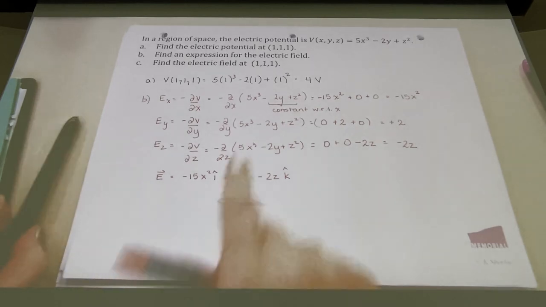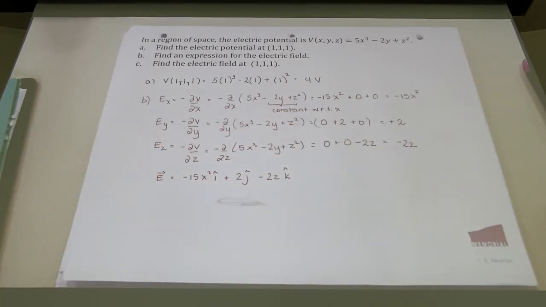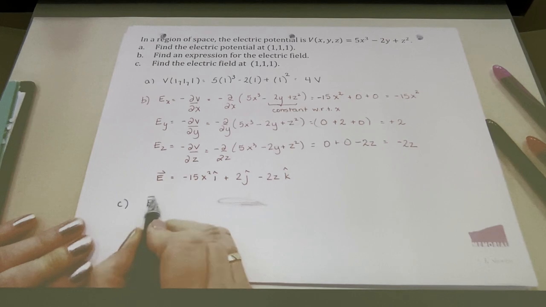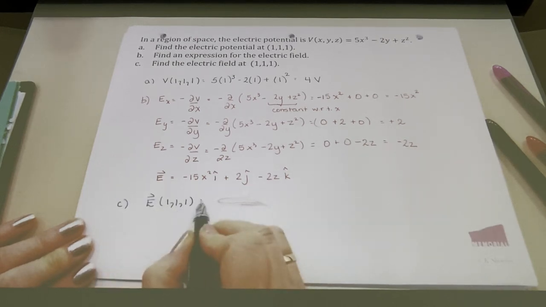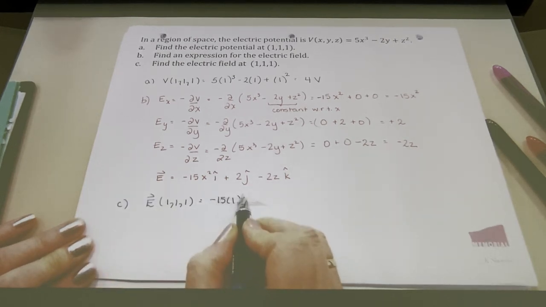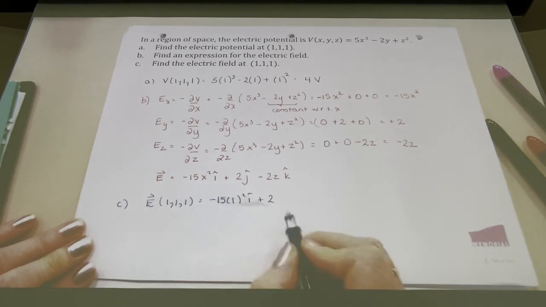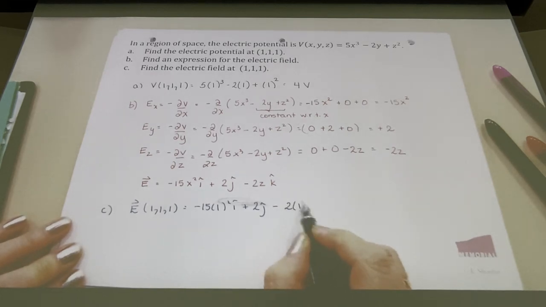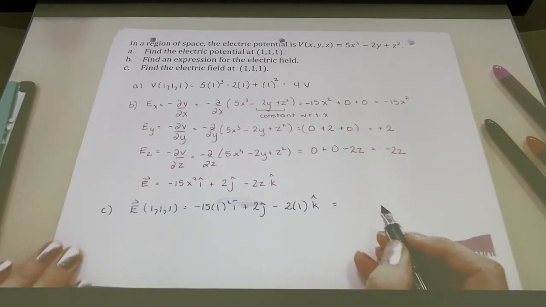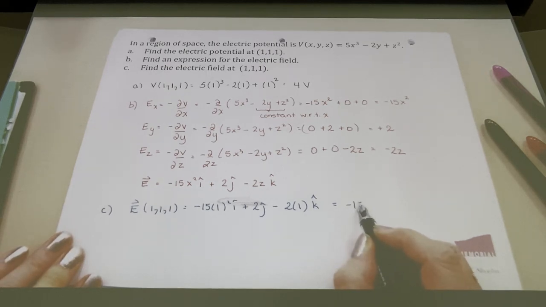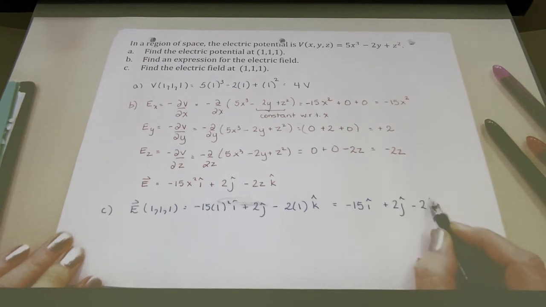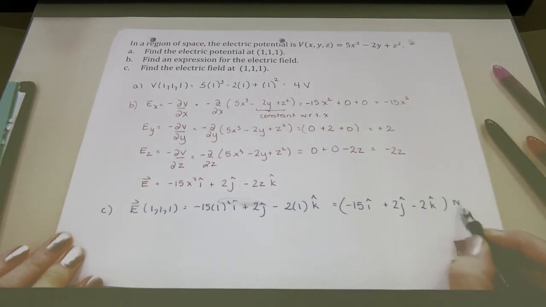Okay, there's part B done. Part C: find the electric field at x, y, and z equal to 1. So to find our electric field, we'll just put in our values. The electric field at 1, 1, 1 is minus 15 times 1 squared plus 2. Notice there is no y value, so 2 is just by itself. Minus 2 times z, which was 1. So our electric field at that point is minus 15 in the i direction, plus 2 in the j direction, minus 2 in the k direction, and the units are newtons per coulomb.